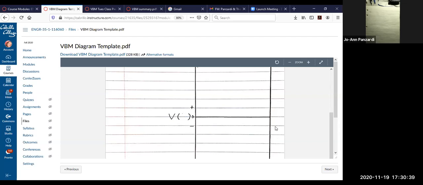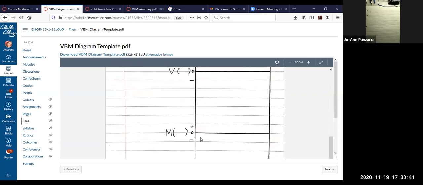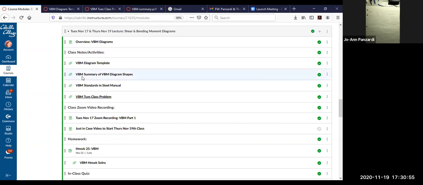Then we continue those vertical lines down and draw a horizontal line for the moment. We put our units and we write zero, plus or minus. And then we put a scale here based on our moments. Then going back to the module, I also posted the problem that we did on Tuesday.